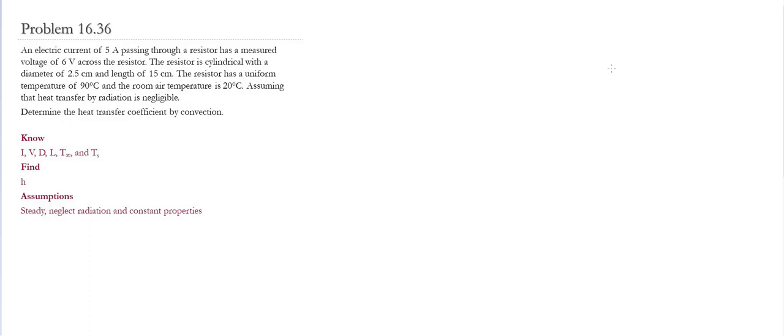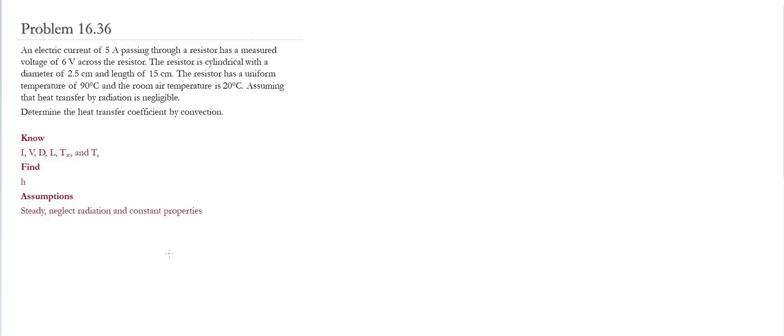Problem 16.36. In this problem, an electrical current of 5 amps passes through a resistor and has a measured voltage of 6 volts across the resistor. The resistor is cylindrical with a diameter of 2.5 centimeters and a length of 15 centimeters. The resistor has a uniform temperature of 90 Celsius and the room air has a temperature of 20 Celsius. Assuming the heat transfer by radiation is negligible, we need to determine the heat transfer coefficient by convection.